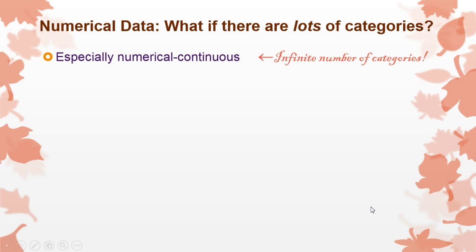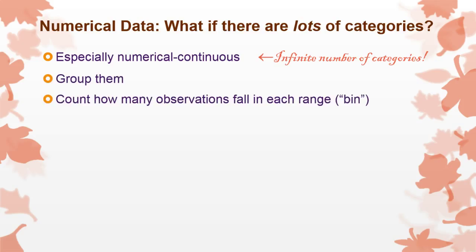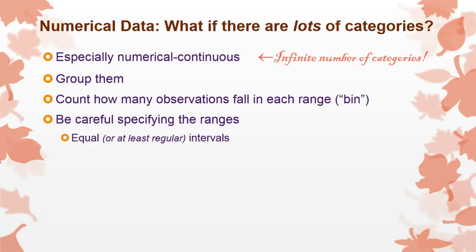So what if there are lots and lots and lots of categories? Then we group things together so that we can get them in a small number of categories so that we can actually visually make sense of them. And we count things, not individual observations, but we count ranges of observations. Now, when you specify these ranges, you need to make sure the ranges are equal intervals. Or sometimes you don't do equal, but you do mathematically regular.